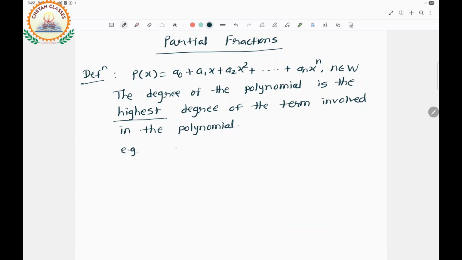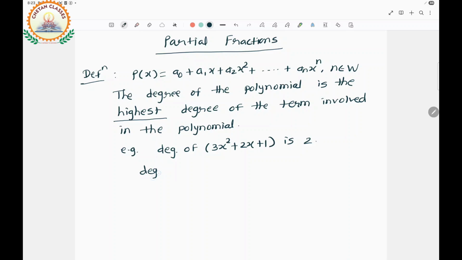For example, degree of 3x square plus 2x plus 1 is, here which is the highest power? x square, means 2 power of x is highest. So here degree of this polynomial is 2.